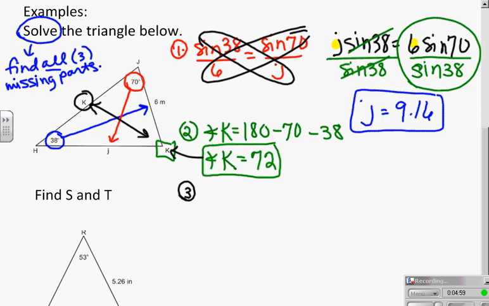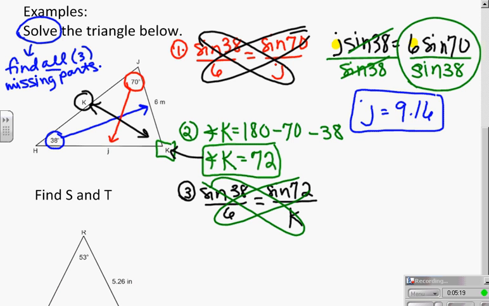And I'm going to go with h and its side because that was given. And I'm going to say the sine of 38 over 6 is now going to be equal to the sine of 72 over k. All right, once I've set up this ratio for k, again, it's a matter of simply cross multiplying. So I end up with k sine of 38 is equal to 6 sine of 72.